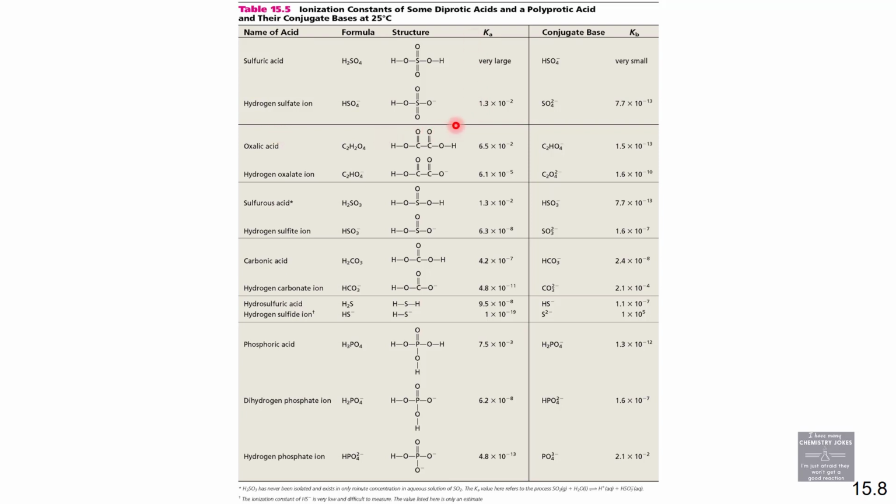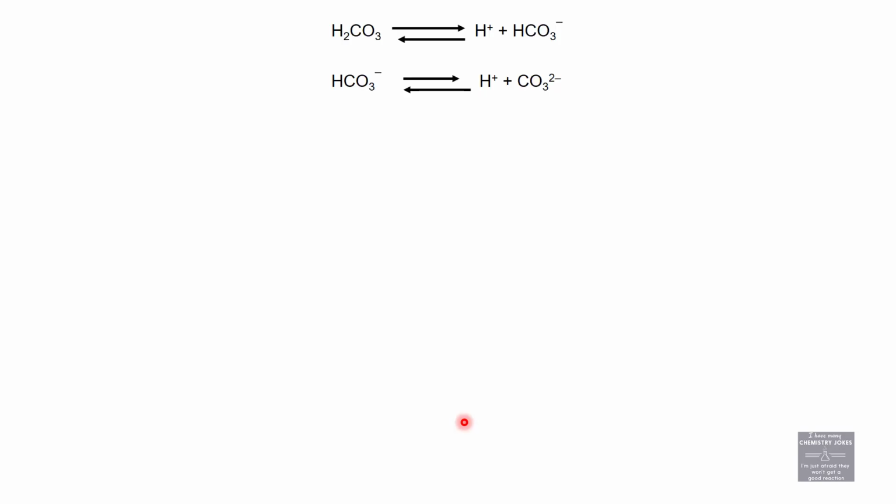But a lot of things like oxalic acid, less strong than sulfuric acid, carbonic acid, hydrosulfuric, phosphoric, that was our example of a triprotic. These are some examples that your textbook gives you the Kas of. But there are many, many, many di- and polyprotic acids in the world. Okay, let's see what kind of math we can do with polyprotics.